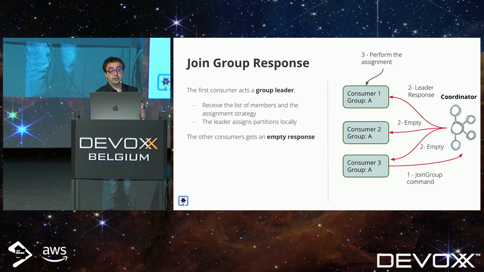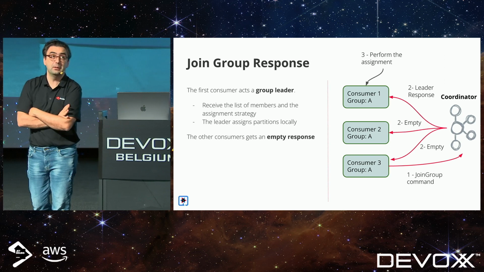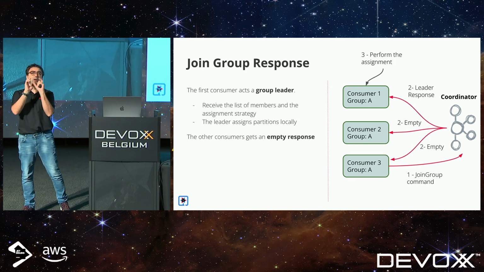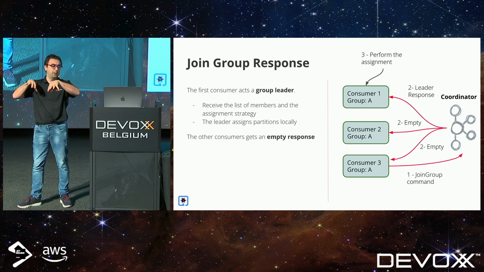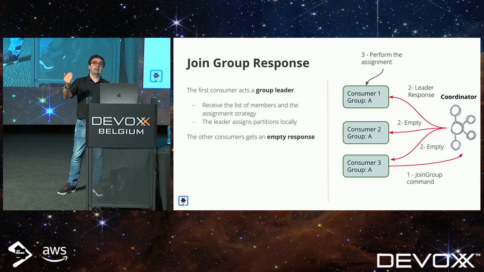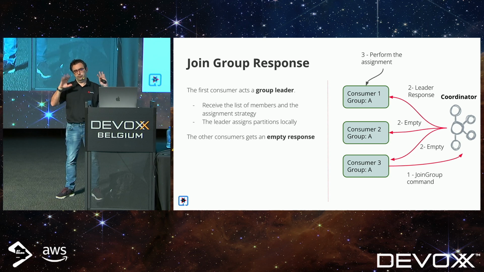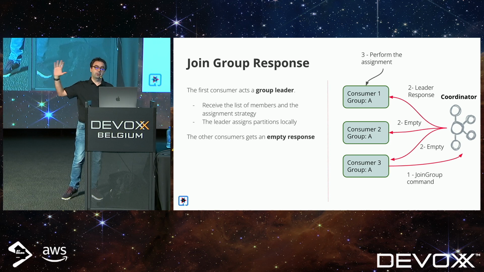The leader is one consumer of the group, generally the first one, which will be considered as a leader, and that's the one which will perform the assignment. That's the one that will have the class that says, okay, I'm going to use that strategy to do the assignment between my members. So that one gets a leader response. We will see the detail of that. The other ones get a join response, but it's empty, saying, yeah, we started a rebalance because we have a new member, but you are not concerned by it for now. So join group, and then everyone gets a response.